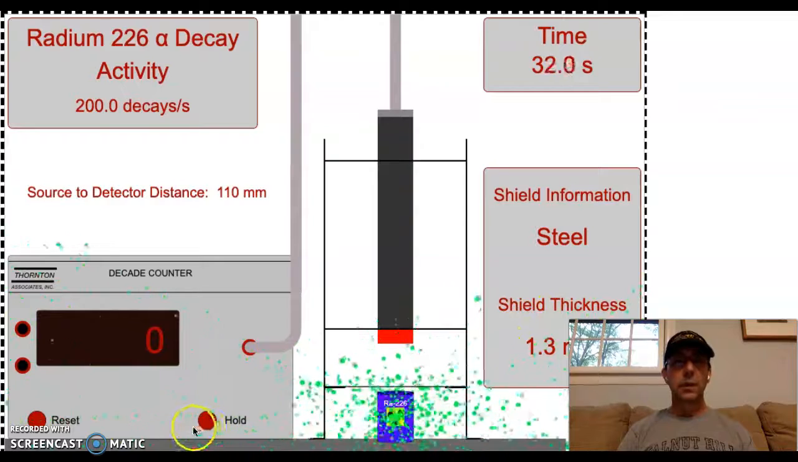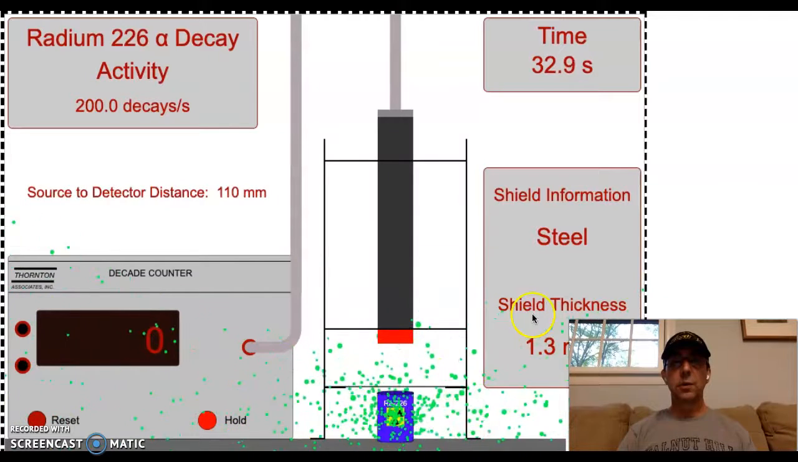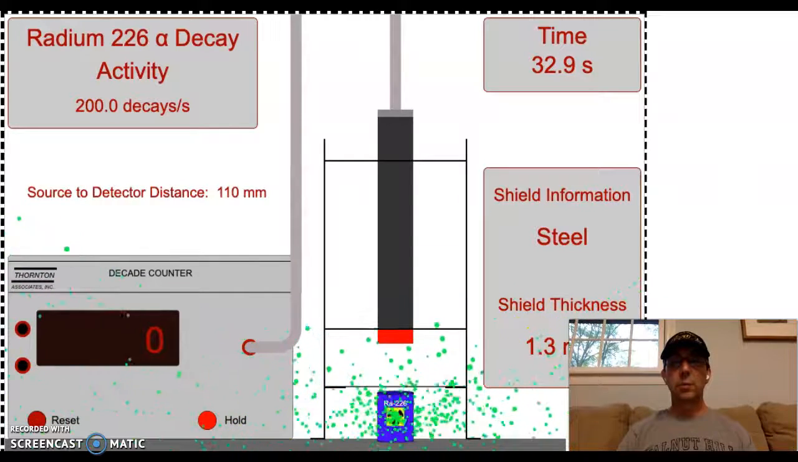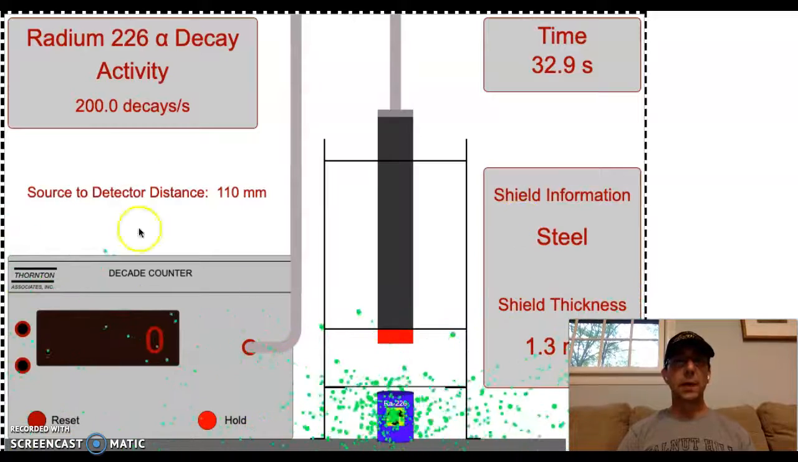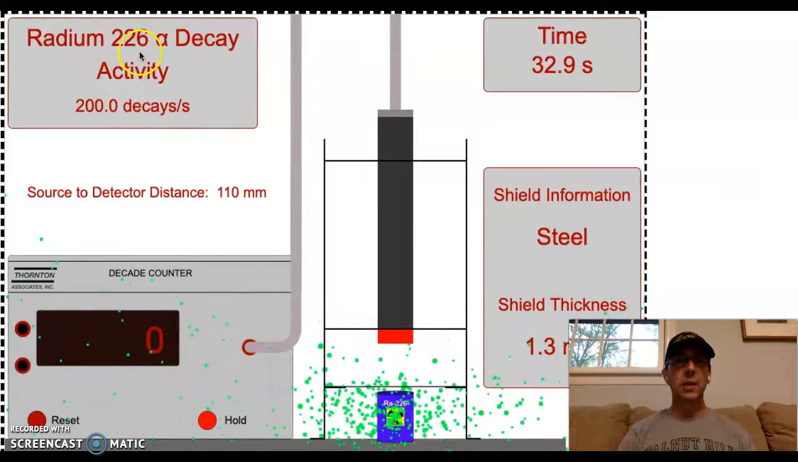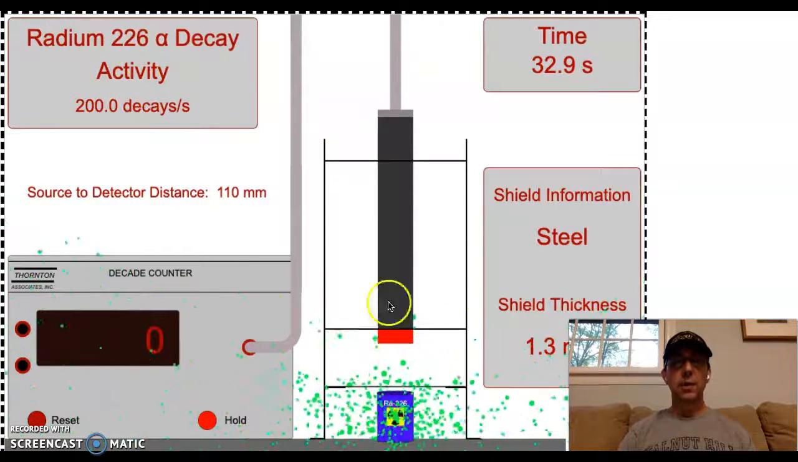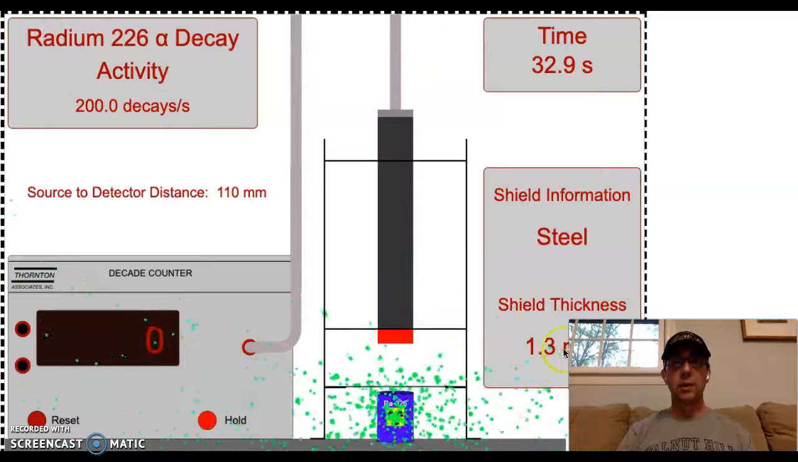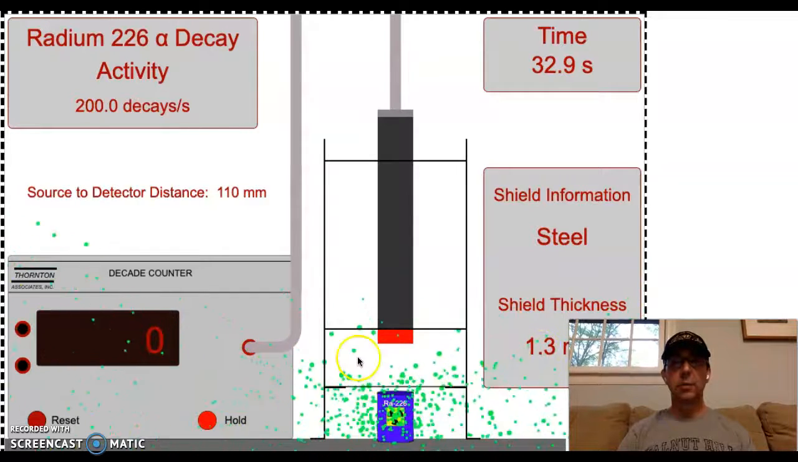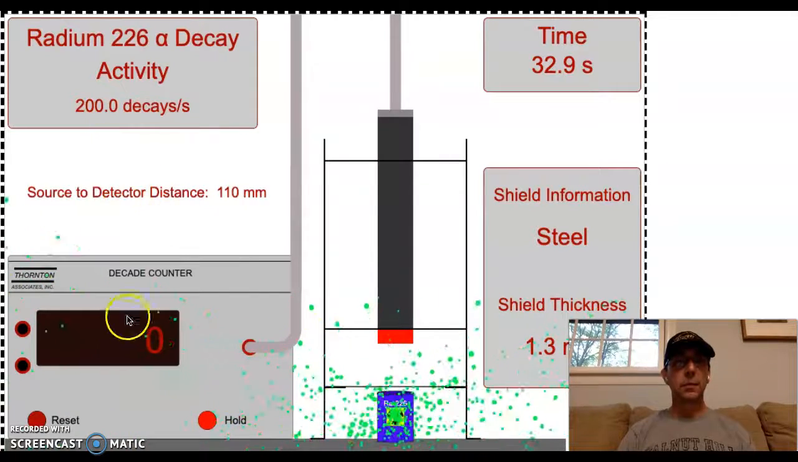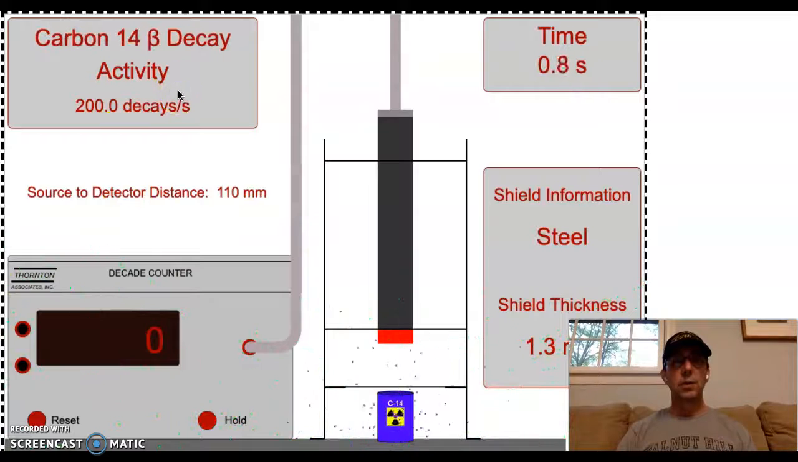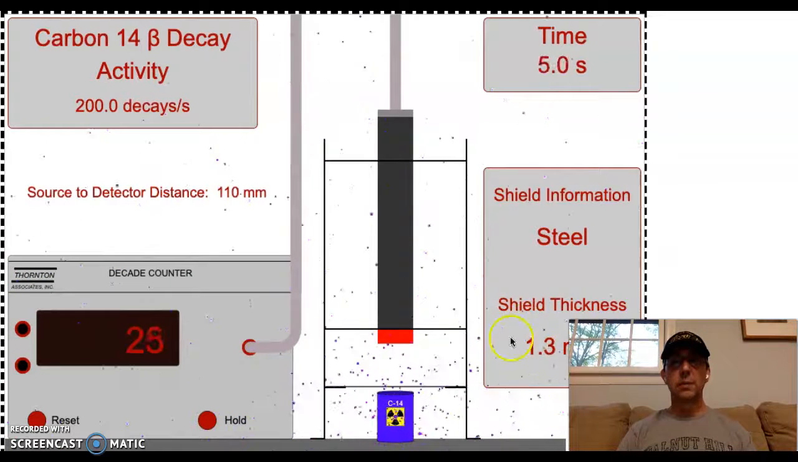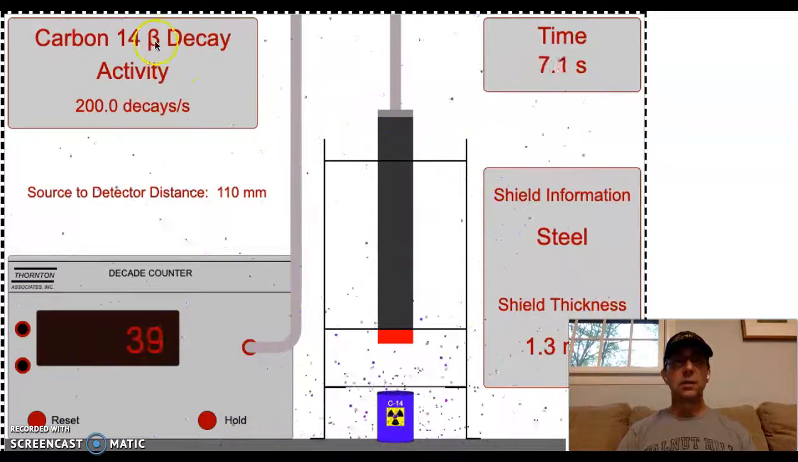All right, so I went 30 seconds at least with no counts. That means a thickness of 1.3 millimeters of steel will stop alpha particles. So I can be protected from alpha particles by very thin 1.3 millimeters of steel. Okay, so then what you're going to do is you're going to change the decay type. And you can already see that 1.3 millimeters of steel is not good for beta decay.